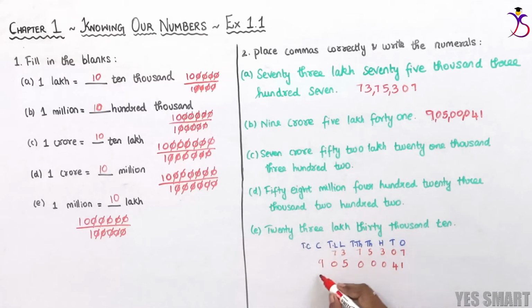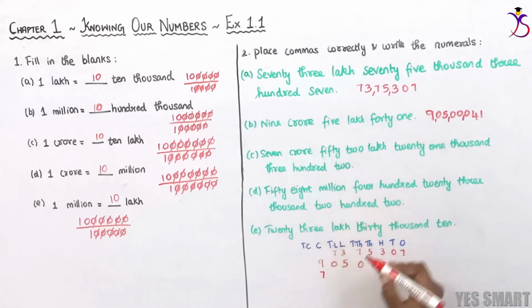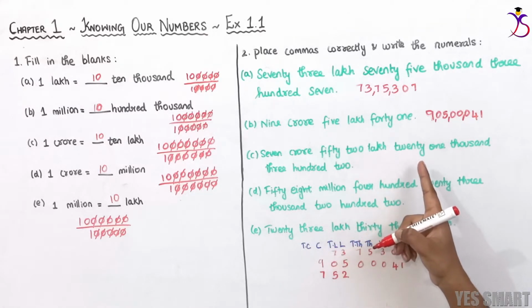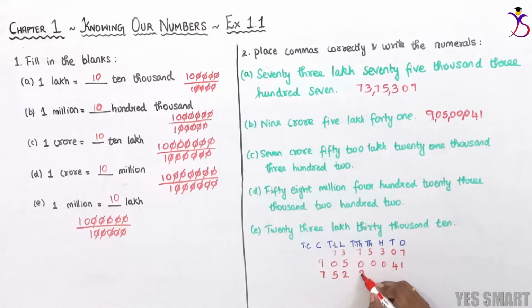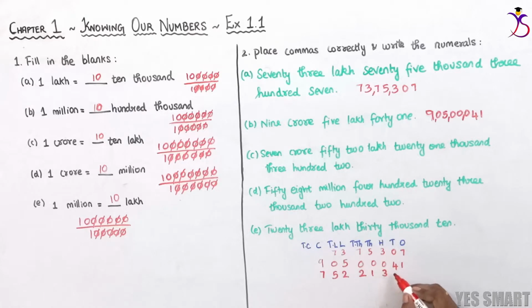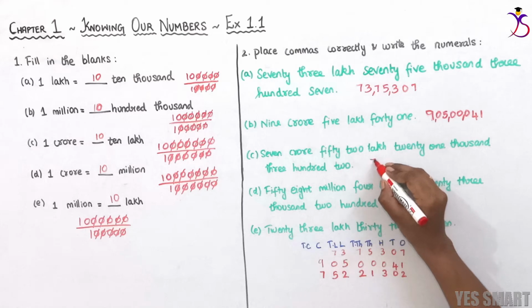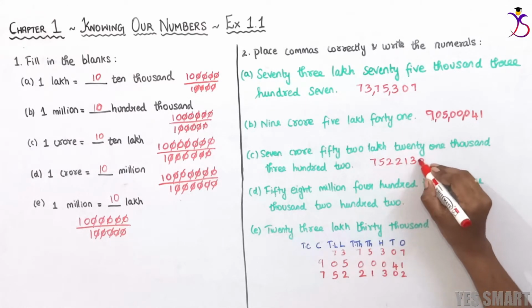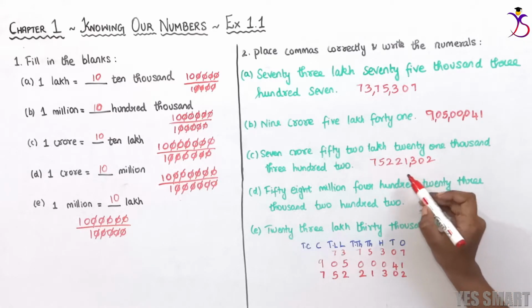C sum: 7 crore, 52 lakh. Next, 21,000. So in the places of 1,000, we will write 21. Finally, we have 302. This is the final value. Again, it is the Indian system format, so we will place the commas as per the Indian system.